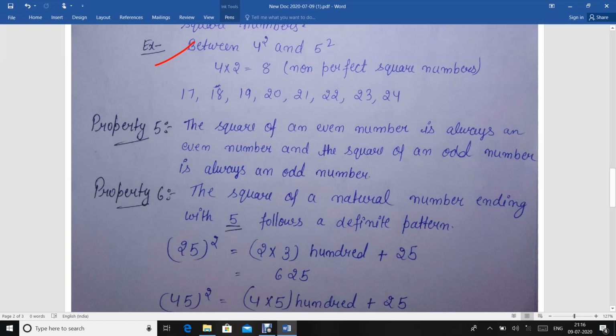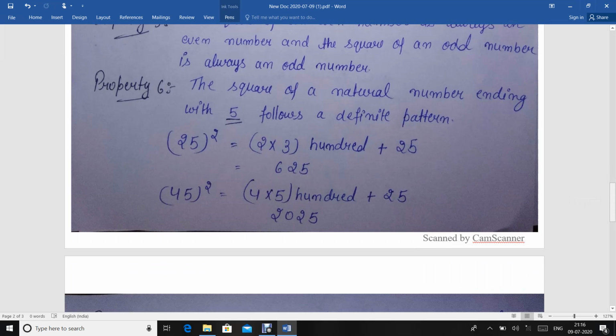Let us move towards the next property, that is property number 6, which is saying that the square of a natural number ending with 5, means if you have a natural number which is ending with 5, the square of that number follows a definite pattern. Suppose you have 25, the natural number, and you have to find the square of 25. As you can see, at the end of this natural number is 5. So you will follow this pattern.